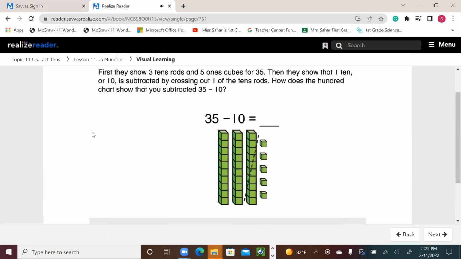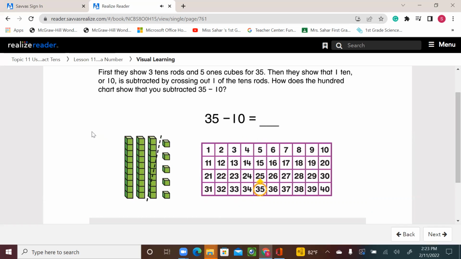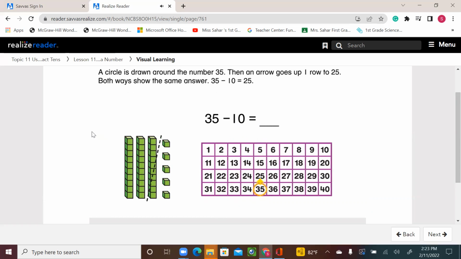First, they show 3 tens rods and 5 ones cubes for 35. Then they show that 1 10, or 10, is subtracted by crossing out one of the tens rods. How does the 100 chart show that you subtracted 35 minus 10? A circle is drawn around the number 35. Then an arrow goes up 1 row to 25. Both ways show the same answer. 35 minus 10 equals 25.